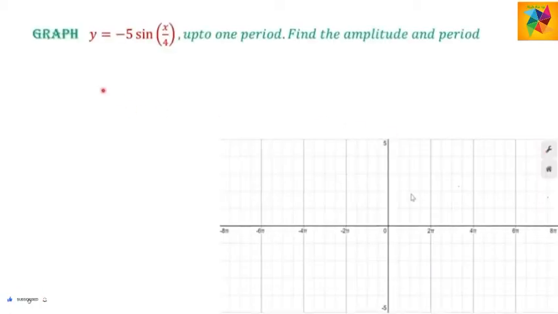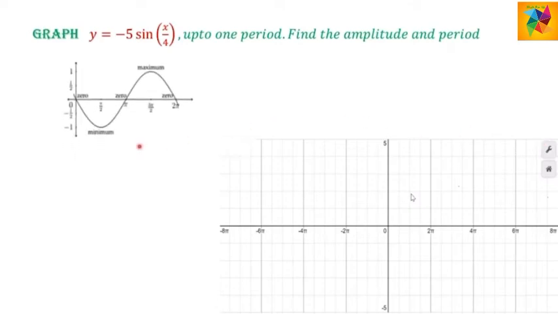Okay, so we are graphing y equals -5 times sine of x over 4 up to one period. Also, we would like to find the amplitude, period, and hopefully label the x-axis.